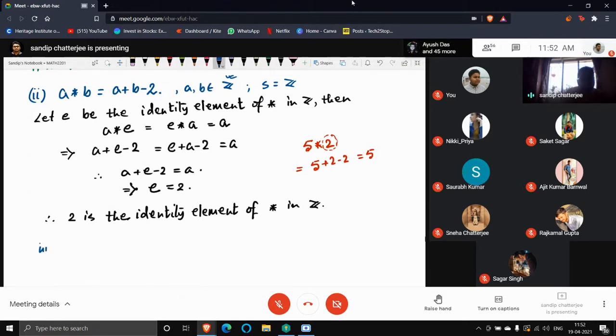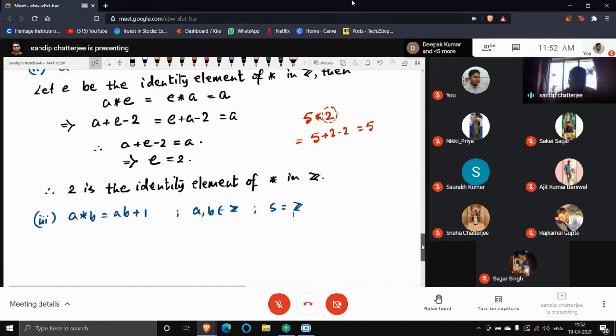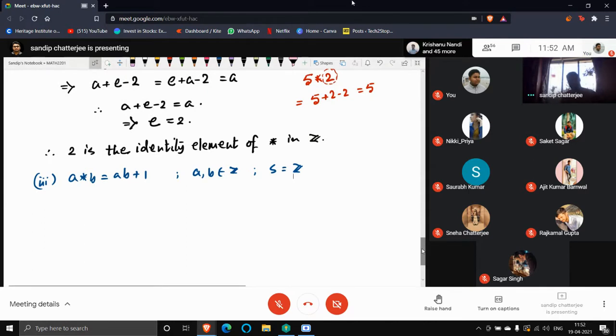Now, I'm giving one more operation. A star B is equal to AB plus 1, where A, B are integers, and my underlying set is also the set of integers. Now, can you people find out the identity element for this binary operation? First of all, is it a binary operation? Yes, sir. Okay, fine.